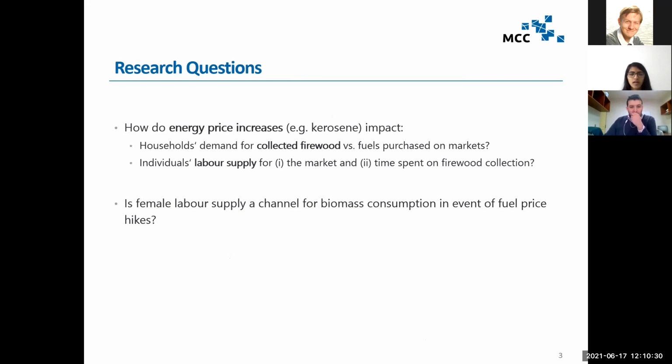We then ask whether female labor supply could be a channel for biomass consumption. So when energy prices increase, does it mitigate or exacerbate biomass consumption? And lastly, we'll try to think about whether female bargaining power within the household could actually mitigate these increases in collective biomass.